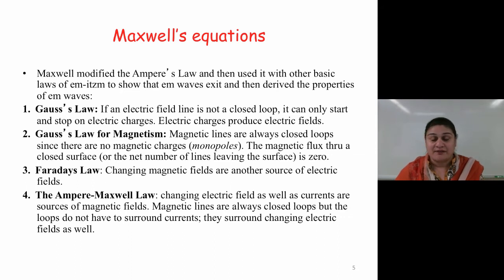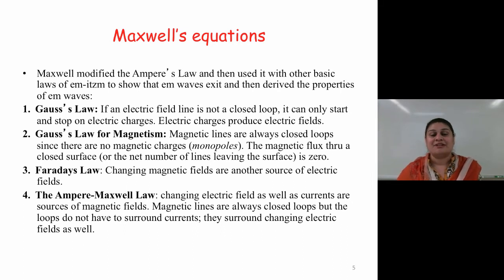So Gauss's law that we did in chapter 16 says if an electric field line is not a closed loop, it can only start and stop on electrical charges. Electrical charges produce electrical fields. Gauss's law for magnetism says magnetic lines are always closed loops since there are no magnetic charges or monopoles. The magnetic flux through a closed surface, or the net number of lines leaving the surface, is zero.